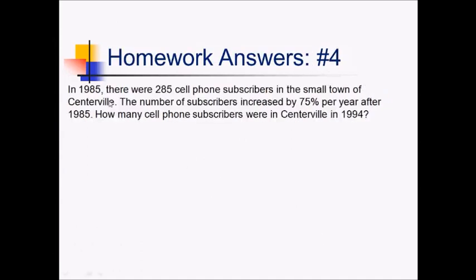On this problem, in 1985, there were 285 cell phone subscribers in Centerville. The number of subscribers increased 75% per year after 85. We want to know how many subscribers were there in 94. All right, so because we're only increasing every year, we can just use our standard exponential model, A B to the T. We started with 285 for our A value. For our B value, we're multiplying by 1.75 every single year, because this is a 75% increase.